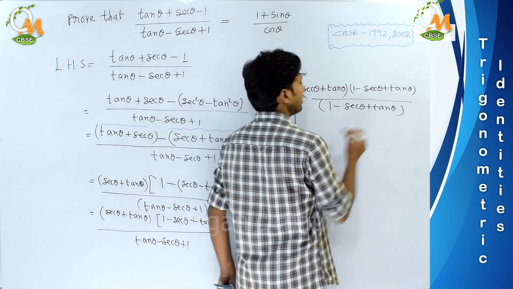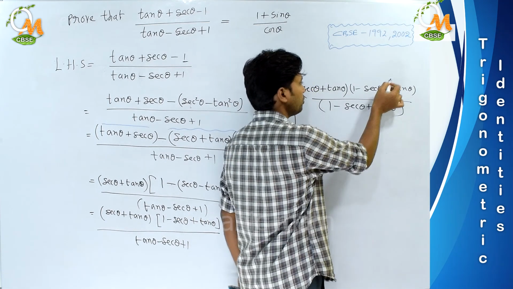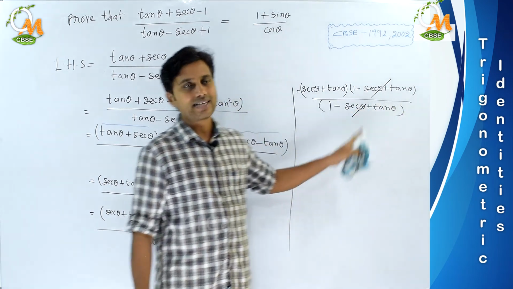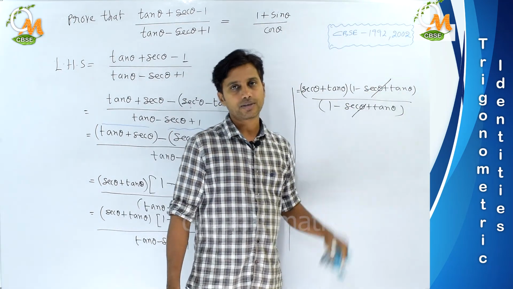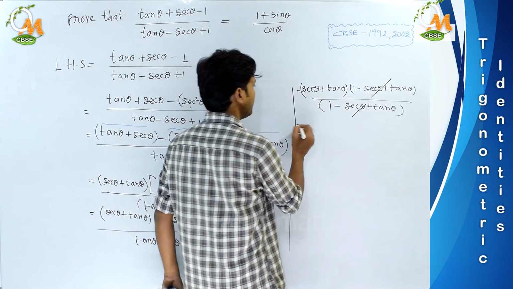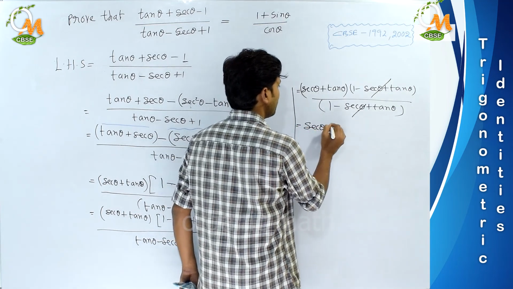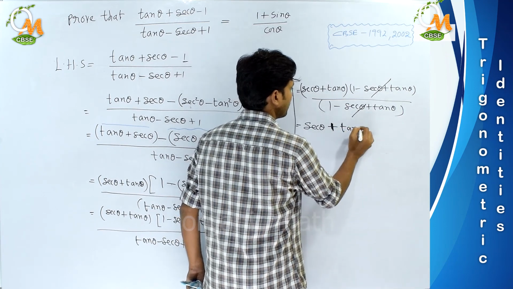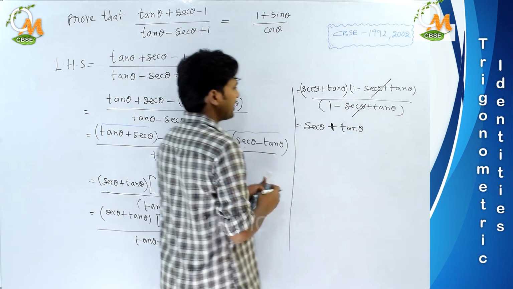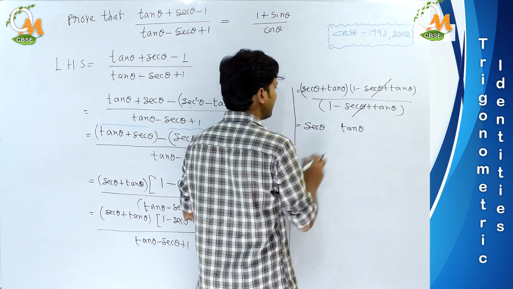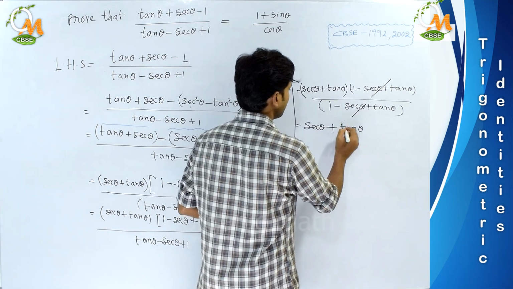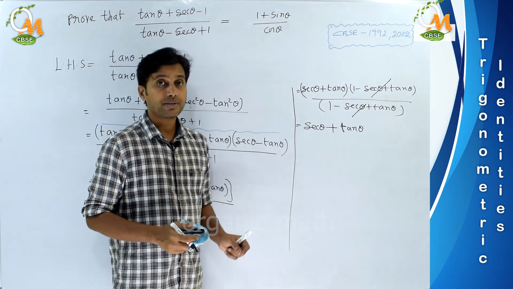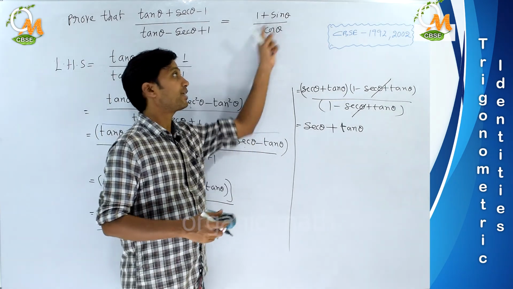So if you just observe, these two terms are the same, we can cancel. 1 minus secant theta plus tan theta is getting cancelled in the upper part and lower part. So what is left over here? Secant theta plus tan theta. So maximum it is simplified, but we didn't get our required answer, because the given answer is in terms of sin and cos.